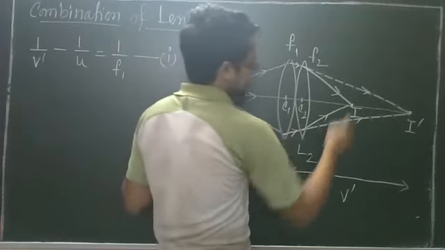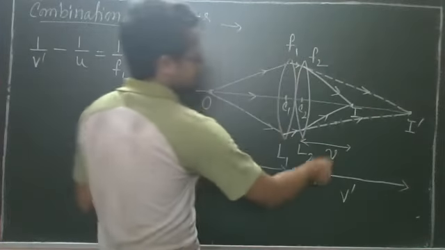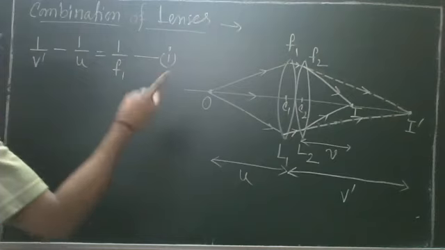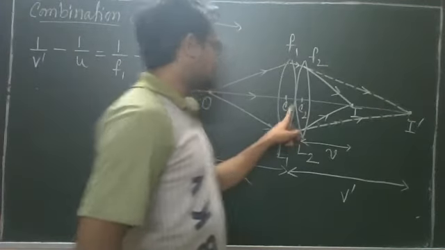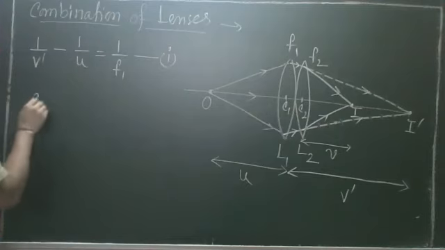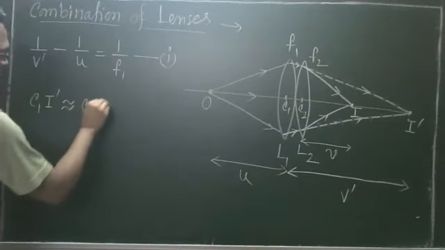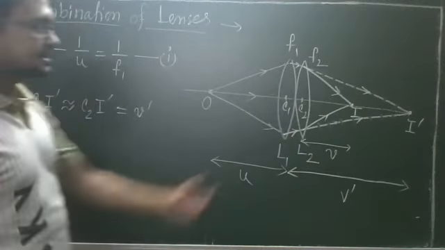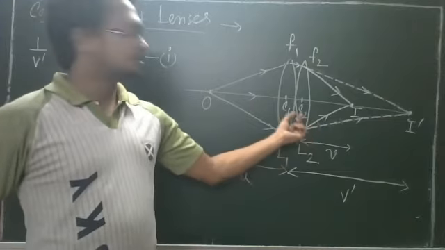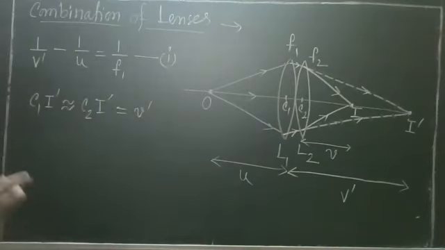So the final image distance is V. V will be measured from C2. Here C1 and C2 are very near to each other, so this V prime is measured from C1. Here you will write C1I prime is almost equal to C2I prime, that is equal to V prime. They are thin lenses in contact with each other, so we are assuming that C1 and C2 are overlapping.